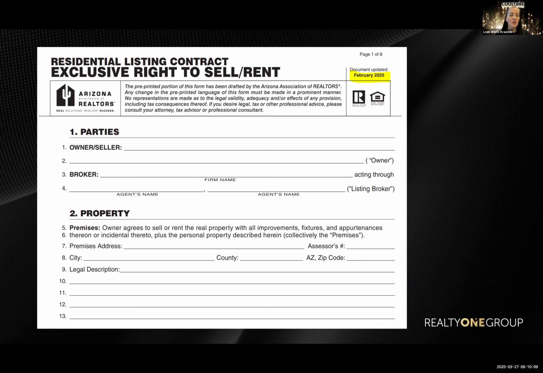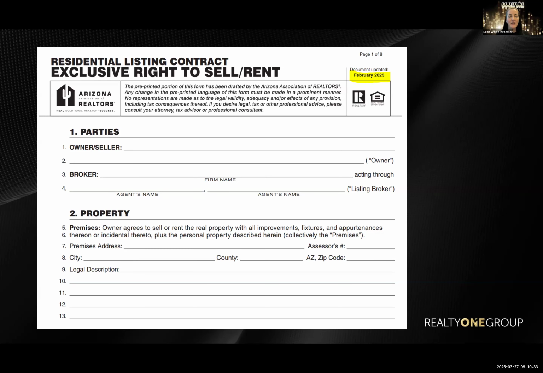Property, the premises. Owner agrees to sell or rent the real property with all improvements, fixtures, and appurtenances thereon or incidental thereto, plus the personal property described herein, collectively the premises. And we'll get into on the next page, kind of going through what the fixtures and personal property would be. The premises address, the assessor's number, city, county, zip code, and the legal description.